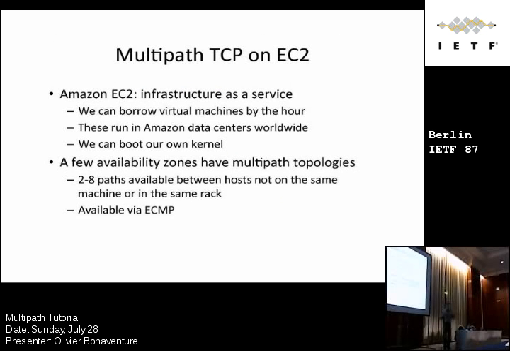So in the lab it works. In simulation it works. Does it work in a real data center? That's a measurement that has been done in Amazon EC2 in 2011. Since then, the implementation has been improved. But in Amazon EC2 at that time, we found that between two servers, there were often multiple paths available, between 2 and 8.